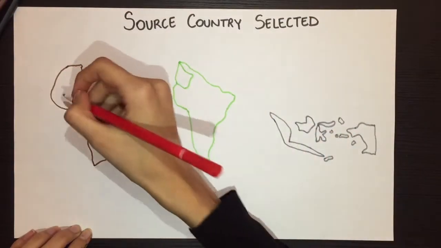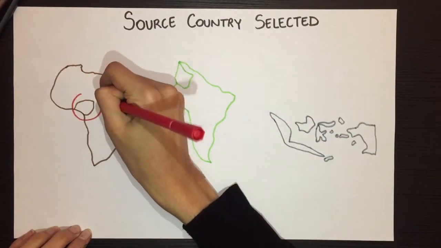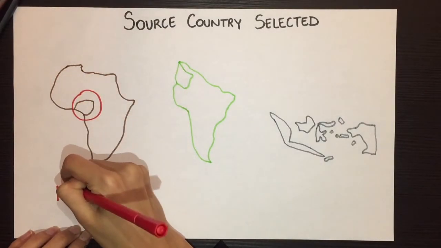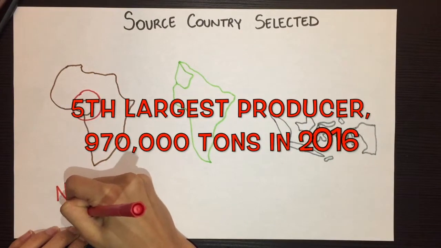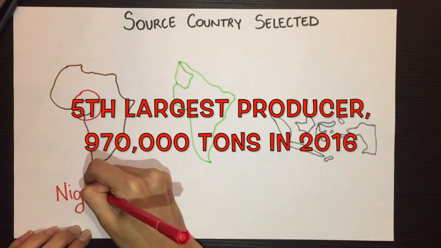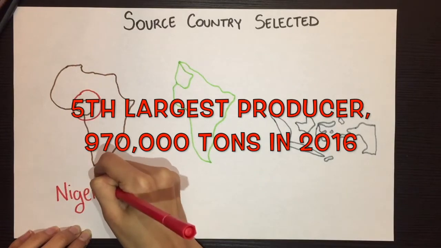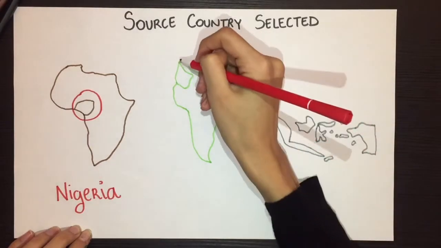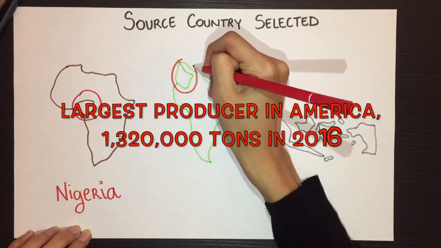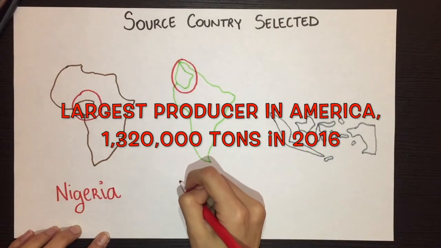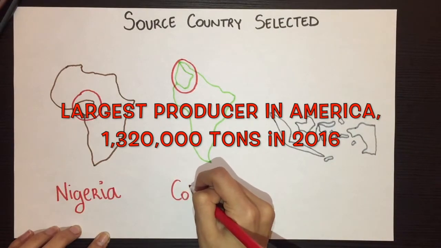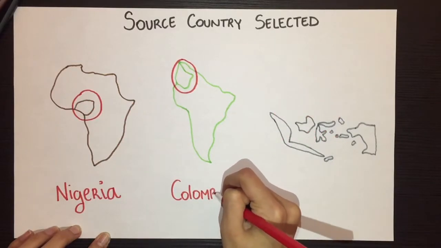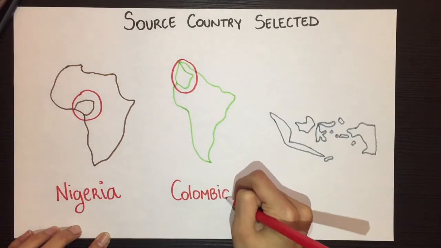In 3 continents, we have chosen Nigeria in Africa because of its position compared to other African countries in terms of production of palm oil. It's the world's 5th largest producer with a total quantity of 970,000 tons in 2016. Then we have Colombia in South America, the largest producer of palm oil of America, with a total quantity of 1,320,000 tons in 2016. It's the 4th largest producer after the Asian countries, Indonesia, Malaysia, and Thailand.